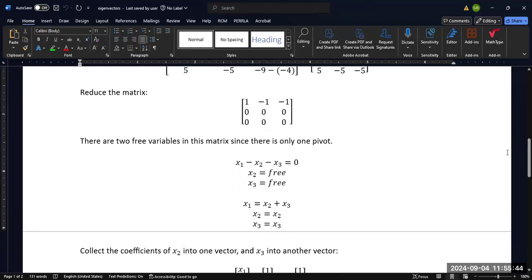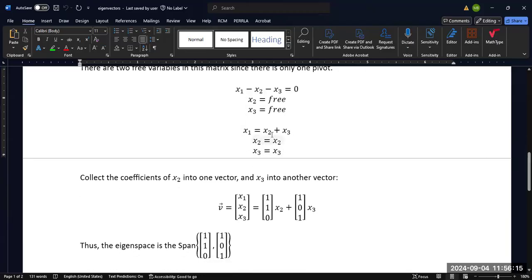Now, again, we're going to pull this out of our homogeneous system. The top equation, x1 minus x2 minus x3 equals 0. With x2 and x3 free, we rewrite these as x2 equals itself and x3 equals itself so that we have x1, x2, x3 all on the left side. And then we move in the top equation our free variables over to the other side.